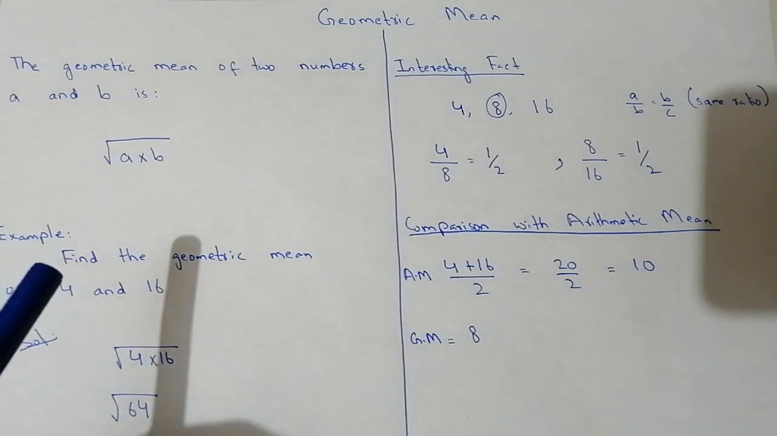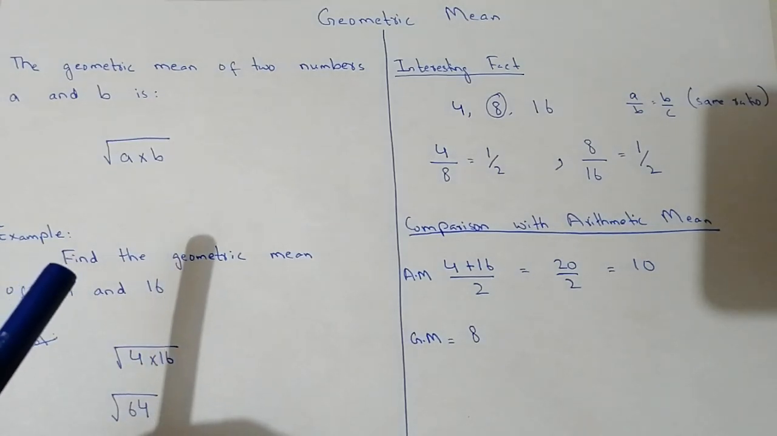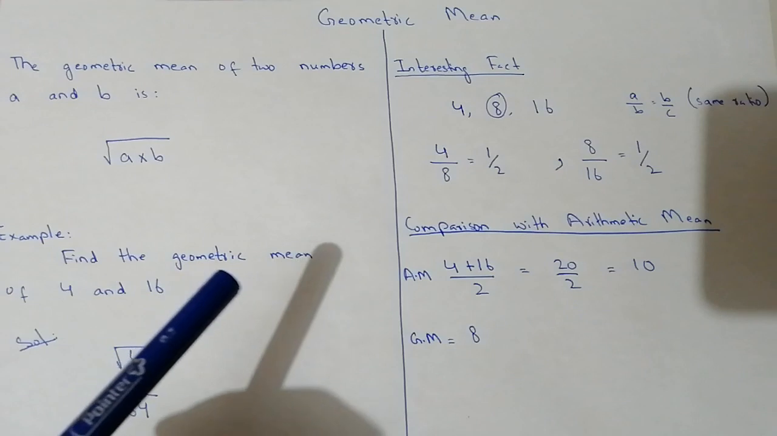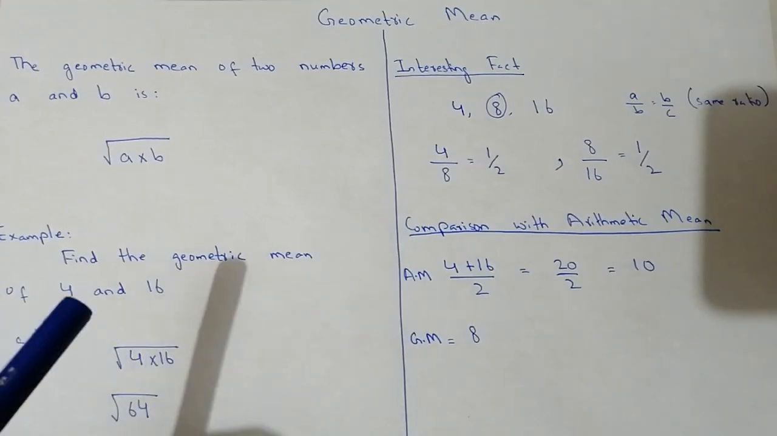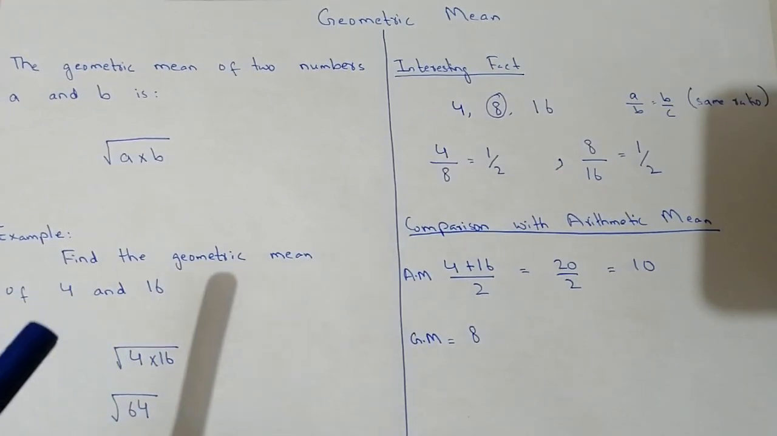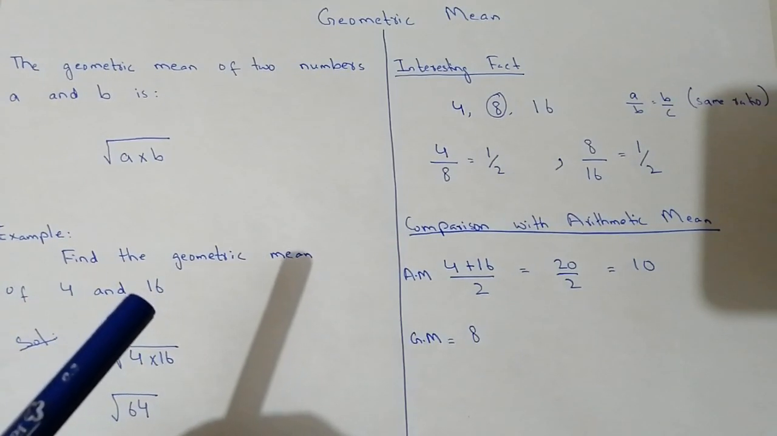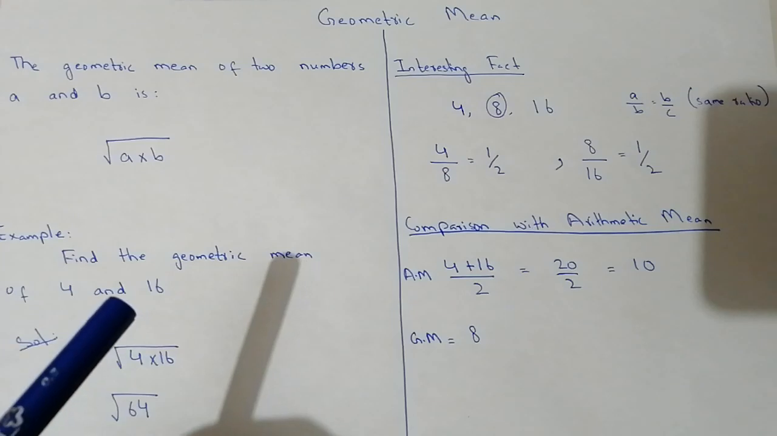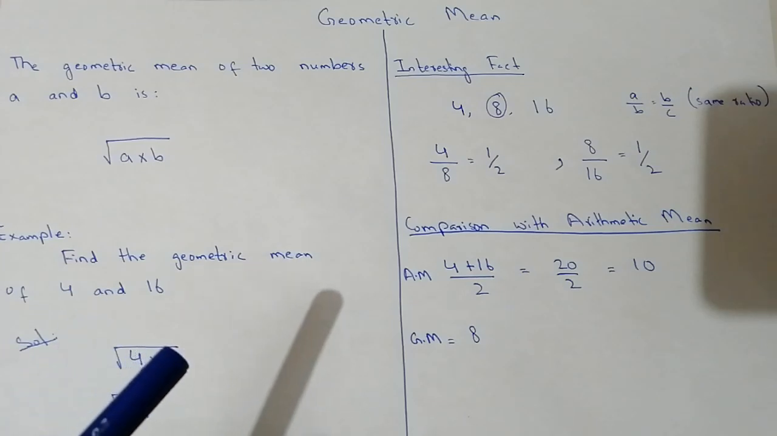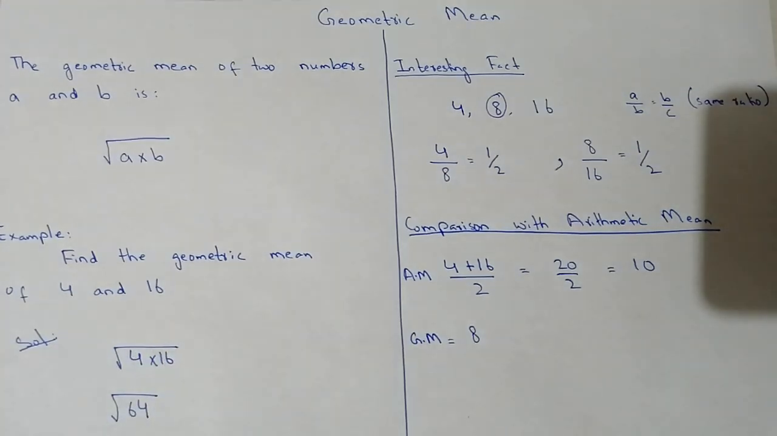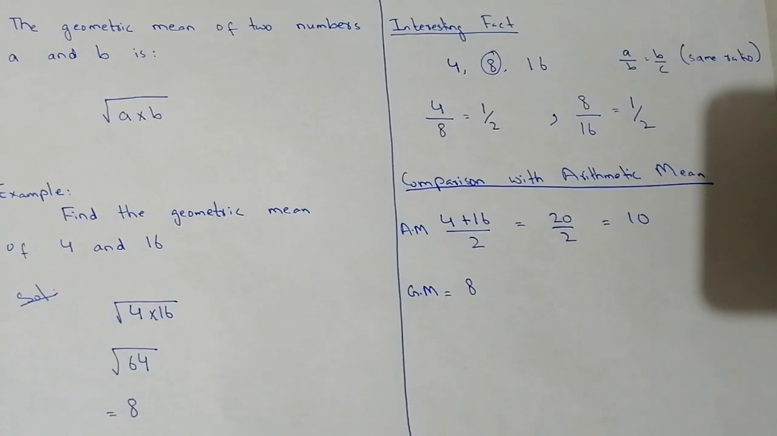For example, we have two numbers. Find the geometric mean of 4 and 16. Now what we do is multiply 4 and 16 and then we take the square root of it. 4 multiplied by 16 is 64, the square root of 64, and the answer will be 8. So we can say that 8 is the geometric mean of 4 and 16.